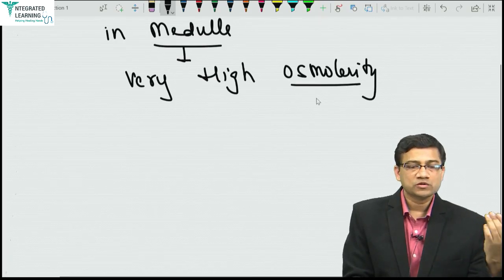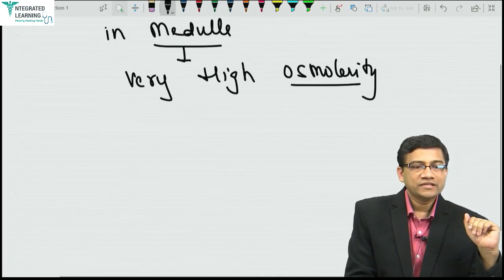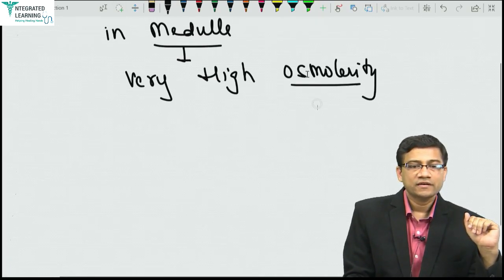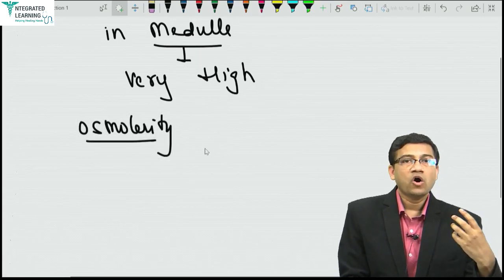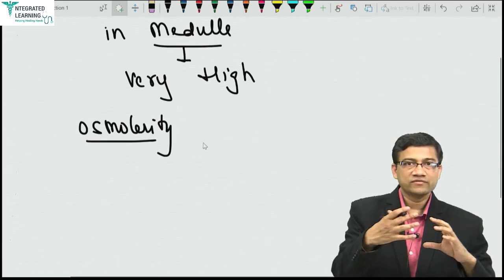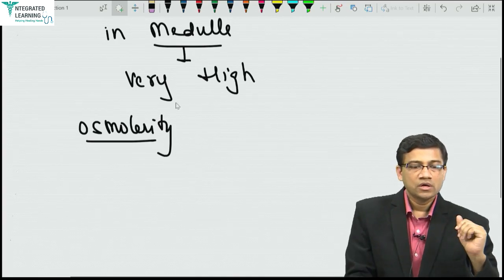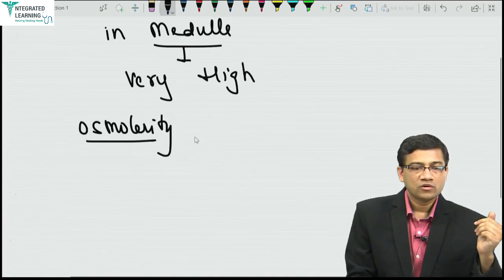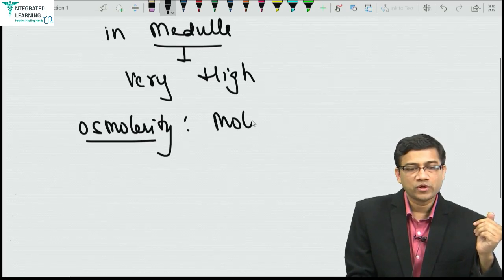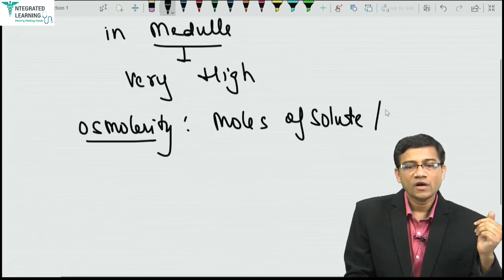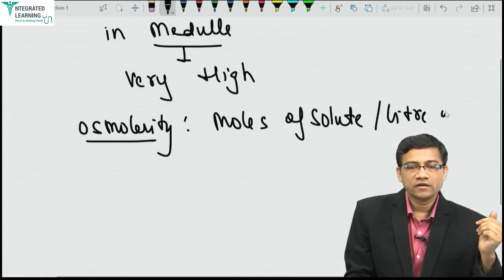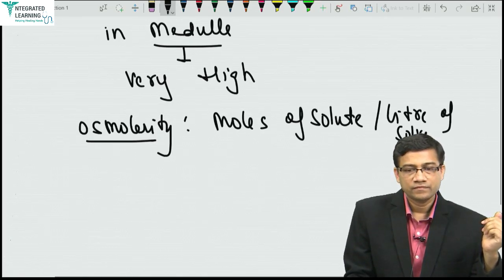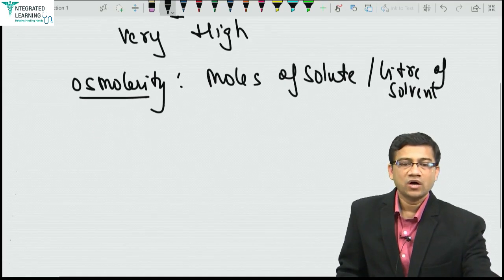Now, what do you mean by the term osmolarity? Let's see that first. As we all know, osmolarity is an indicator of how much water any kind of solution which contains some solutes can pull. So, osmolarity is defined as moles of solute which are osmotically active, moles of solute per liter of solvent. It's called the osmolarity.